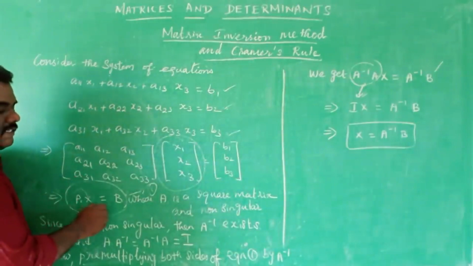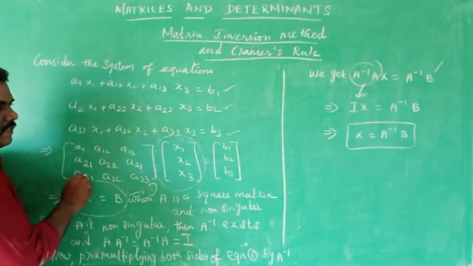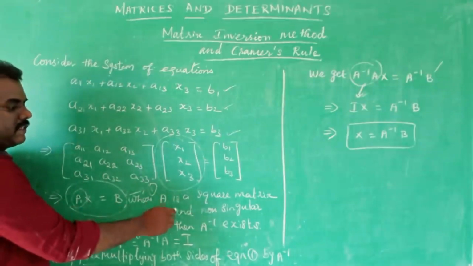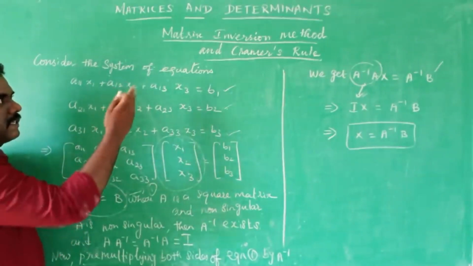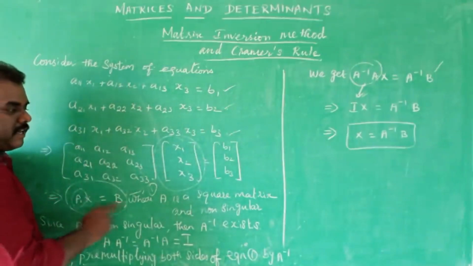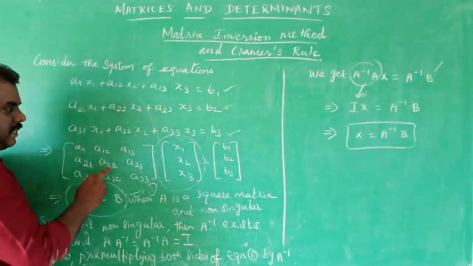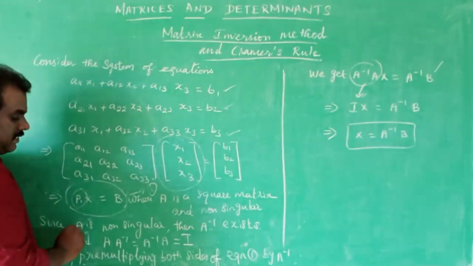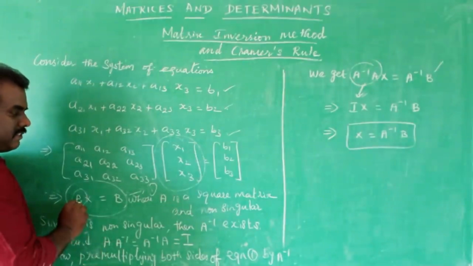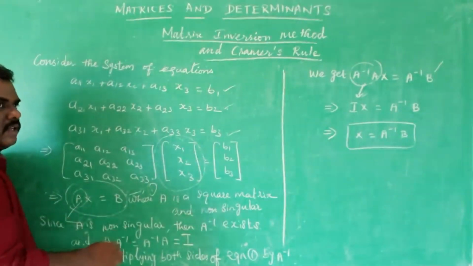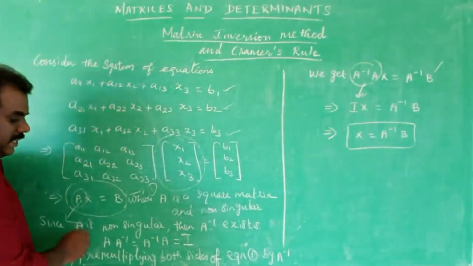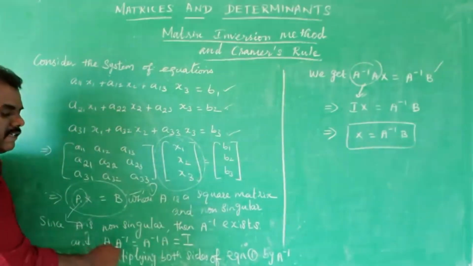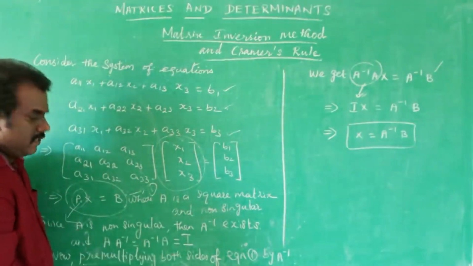This can be written as AX is equal to B. What is A? A is the coefficient matrix, where A is a square matrix and non-singular. This method can be applied only when the coefficient matrix is a square matrix and non-singular. Since A is non-singular, A inverse exists, and A into A inverse is equal to identity.